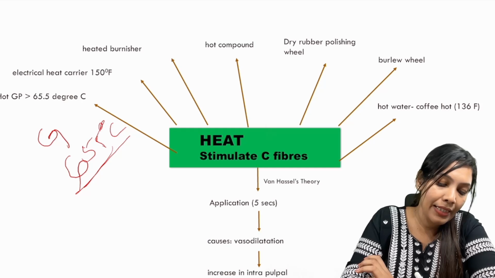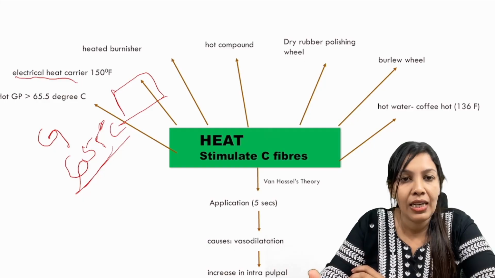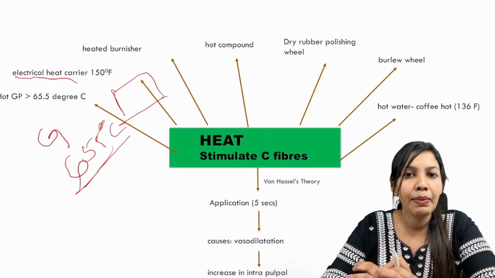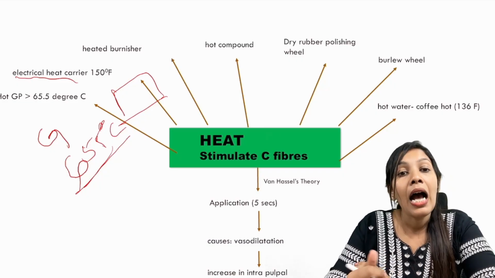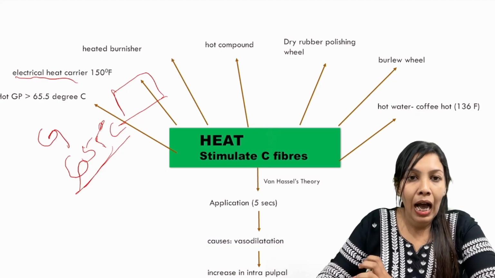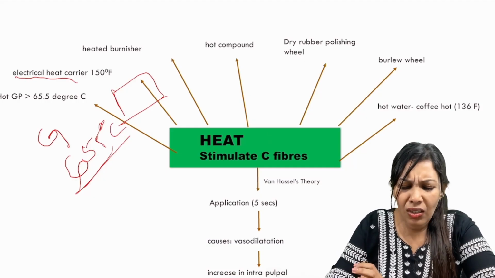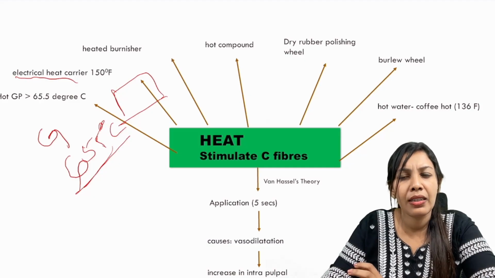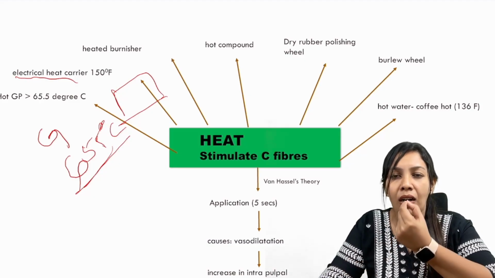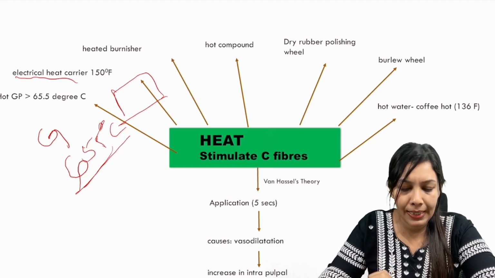Electrical heat carriers are machines, so they should have a higher temperature, that is 150 degrees Fahrenheit. Very important: hot gattapacha has a smaller temperature, like 65, and heat carrying machines will have 150 degrees, after Fahrenheit. And other components like a polishing burr on the surface of the teeth will generate heat. All these are used for assessing tooth vitality.